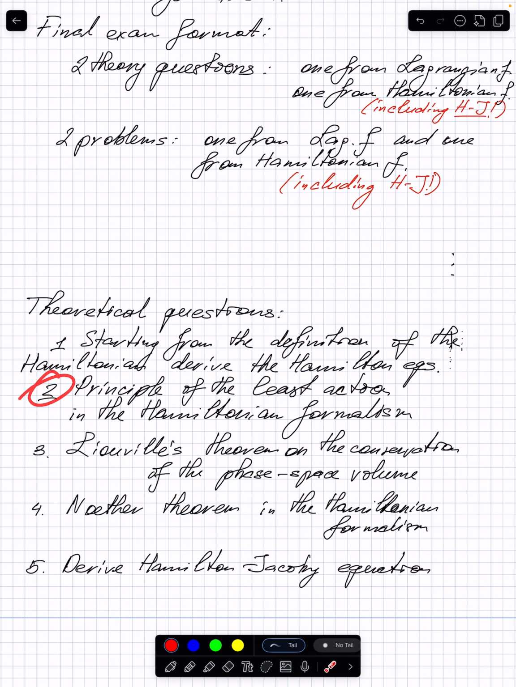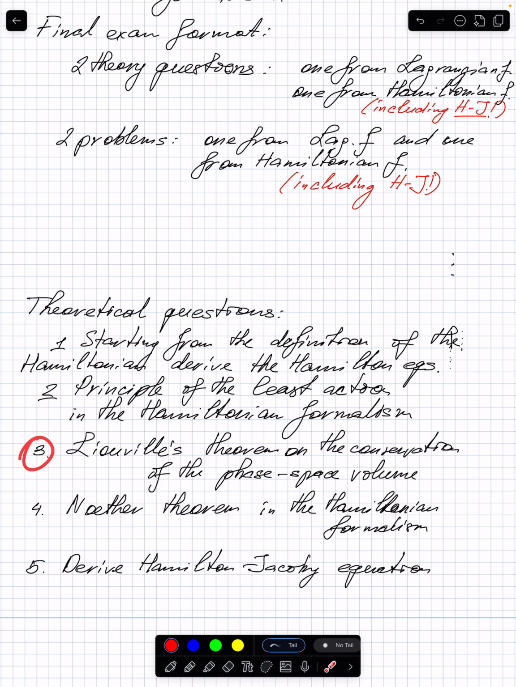Second, the principle of least action in the Hamiltonian formalism. Here I want you to write the principle of minimal action in the Hamiltonian formalism. You write the action in terms of p times q dot minus H, and then you perform the variation of your action, and from that the Hamilton equations will follow. And this is what I want to do for question 2.